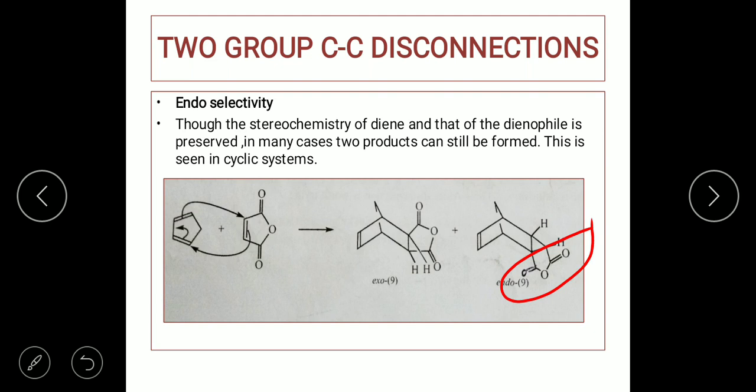isomer, because when you compare the position of the double bond with the substituent groups, they are close to each other, meaning they are syn isomers. They are on the same side and they are syn isomers. So this is how you can explain the endoselectivity.